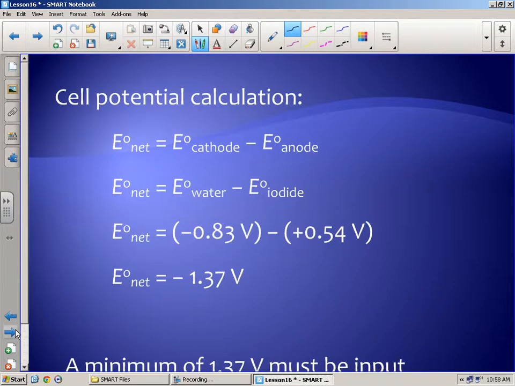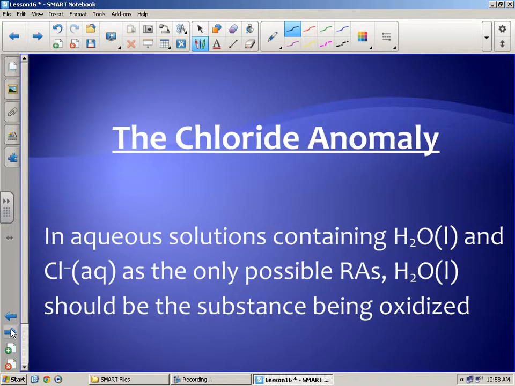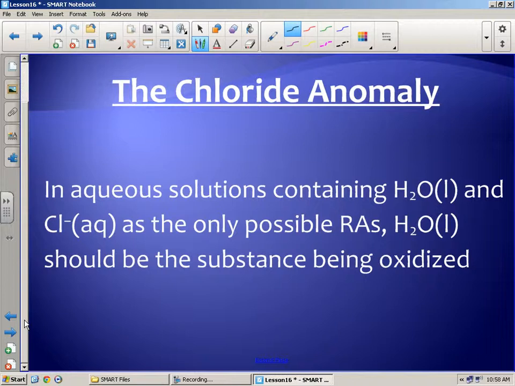Once again, there's the cell potential there for you, the net cell potential. And once again, a minimum of 1.3 volts must be input before the reaction would take place, because, like I said, that's the net cell. Okay, now there's always exceptions to the rule, of course, and there is one exception with electrolytic cells.